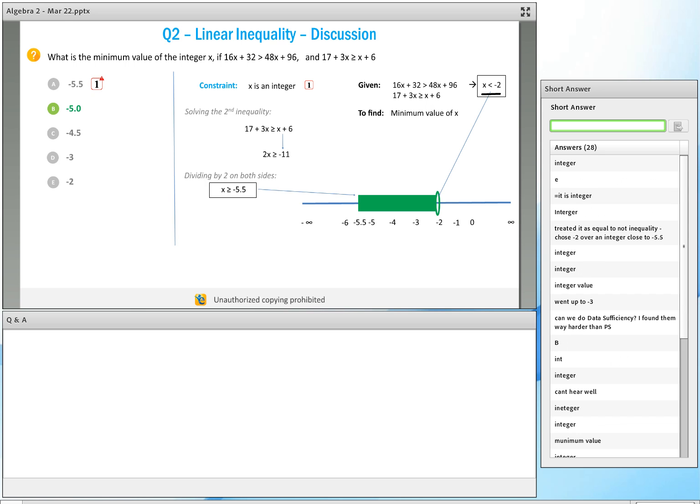And essentially, what you really get is this particular range, but you really ask, what's the minimum value over here? That's an integer, and that's where you zero it down to -5. The three possible values are -5, -4, and -3, and the minimum value is -5, which is choice B.